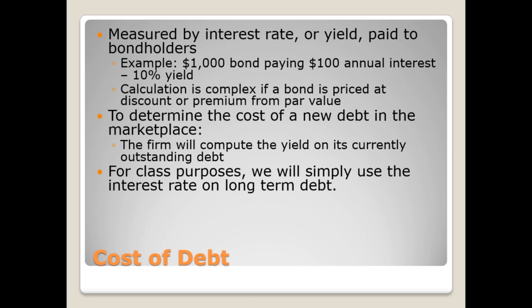Cost of debt is measured by interest rate or yield paid to bondholders. Example is a $1,000 bond paying $100 annual interest, or a 10% yield. Calculation is complex if a bond is priced at a discount or premium from par value or face value. Determine the cost of new debt in the marketplace. The firm will compute the yield on its currently outstanding debt.